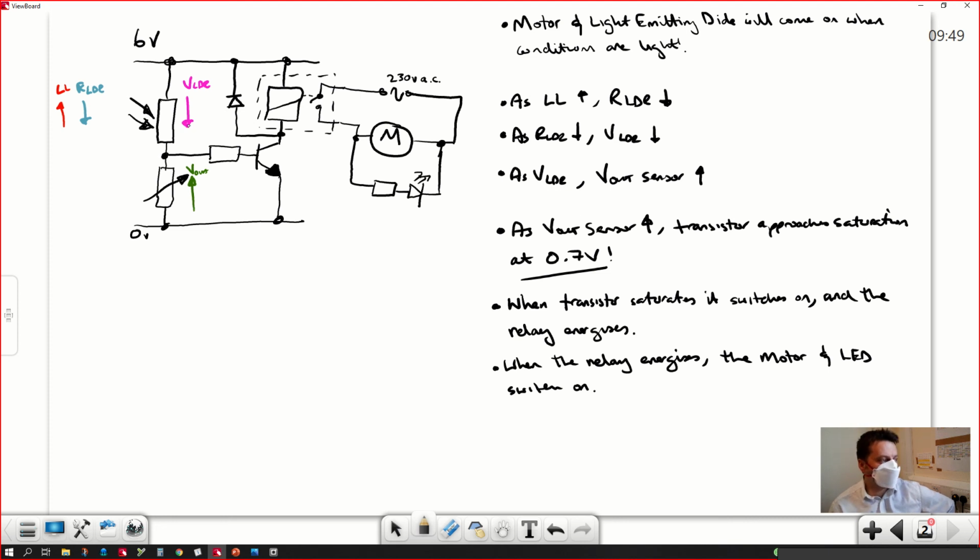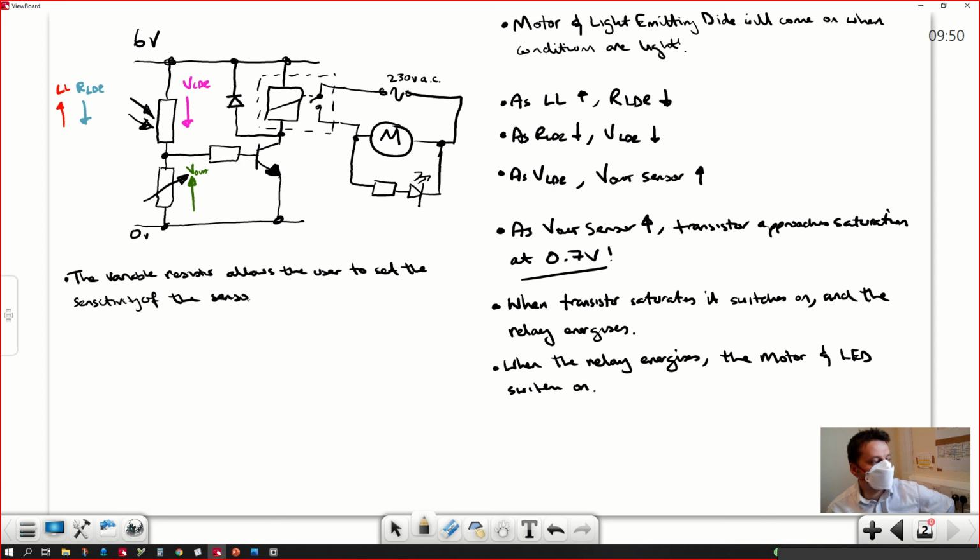You've explained the kind of function of it, but again, what's missing are these statements about some of the components. So you would have to state explicitly the variable resistor allows the user to set the sensitivity of the sensor.